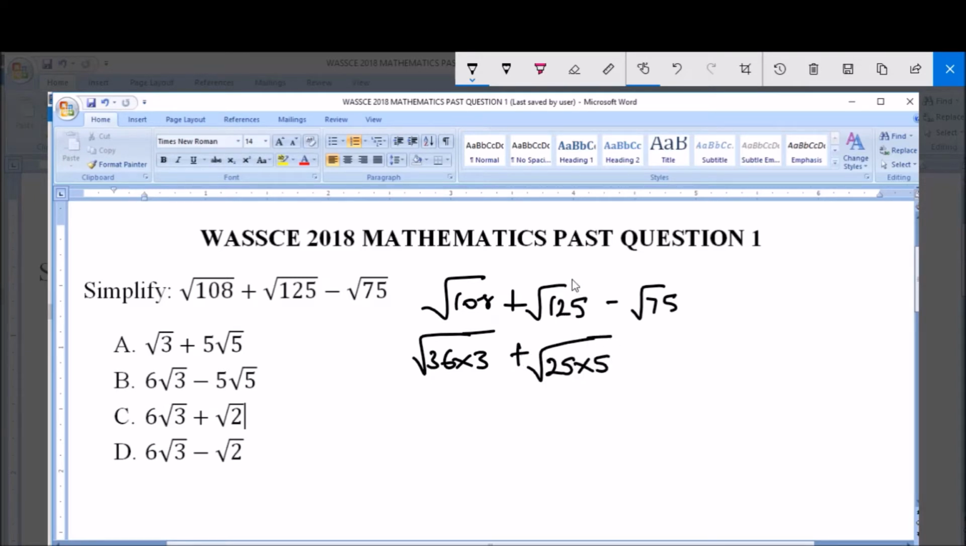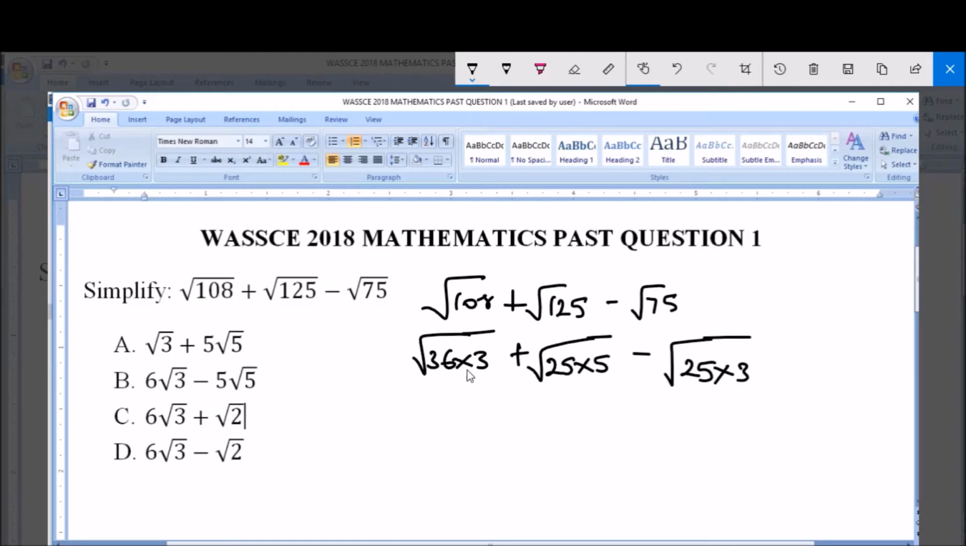Now if you look at this, we are trying to express these numbers as a product of a perfect square. If you look at 36 here, 36 is a perfect square. Likewise 25 is a perfect square. Also the same thing will apply for 75. 75 now will be 25 multiplied by 3. Now this 25 here is a perfect square.